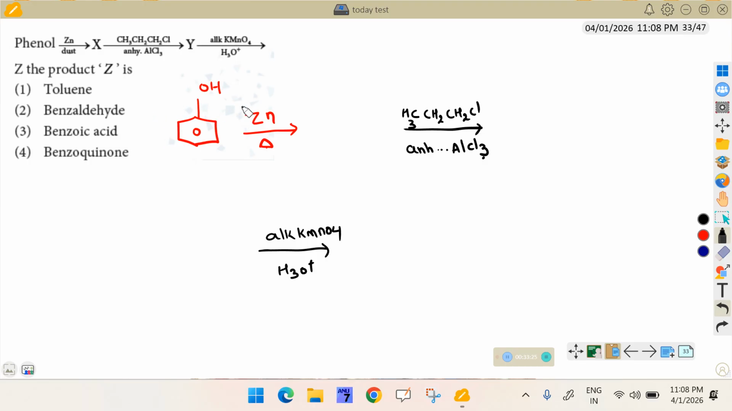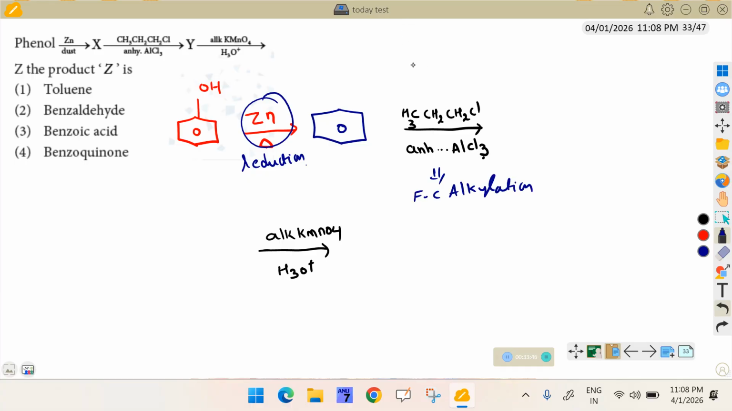Phenol reacts with zinc dust. Reduction takes place. Oxygen is removed, then benzene is formed. Benzene reacts with CH3CH2CH2Cl, Friedel-Crafts alkylation. What is the electrophile? Break the bond, CH3CH2CH2 plus. Yes, this is a 1 degree carbocation.